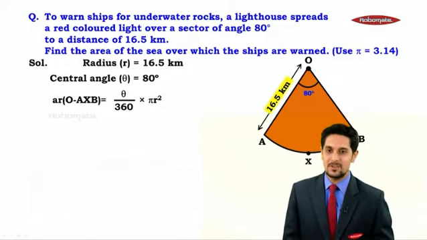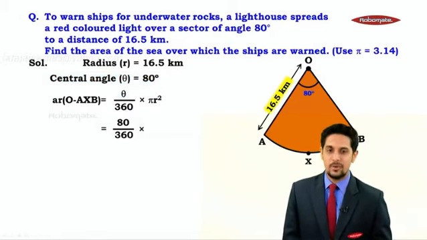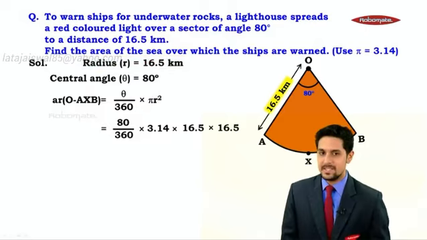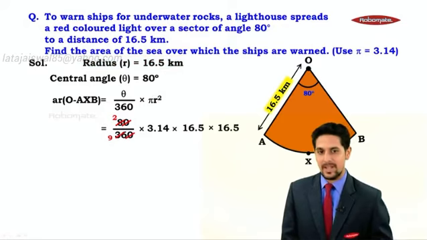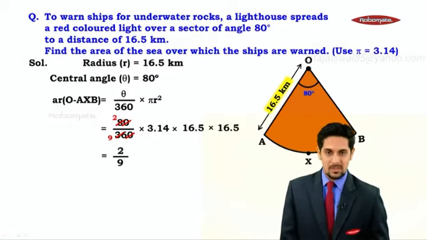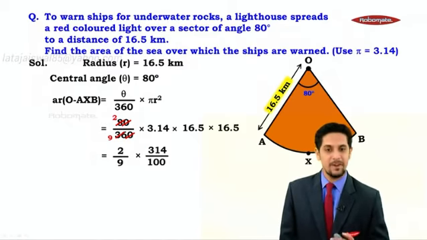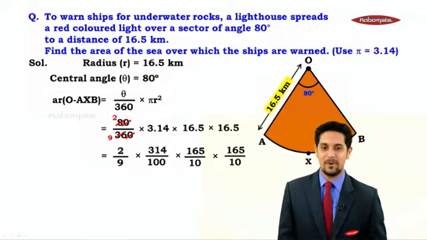Let us substitute the values. So we have theta as 80 degrees upon 360 into pi. The value of pi is mentioned as 3.14 into r square, which is 16.5 into 16.5. On further simplification, 0, 0 getting cancelled. 4 into 2 is 8 and 4 into 9 is 36. So the terms left are 2 upon 9 into 3.14, which can be written as 314 upon 100, into 16.5, which can be written as 165 upon 10 into 165 upon 10.